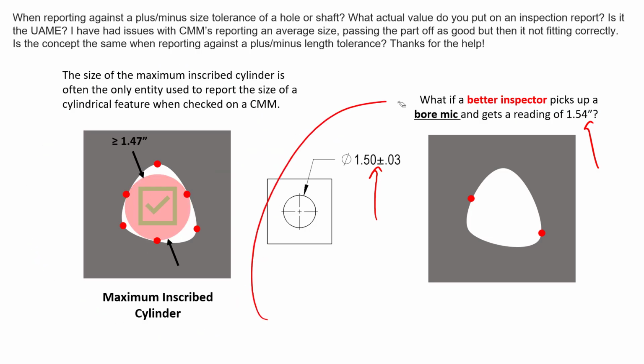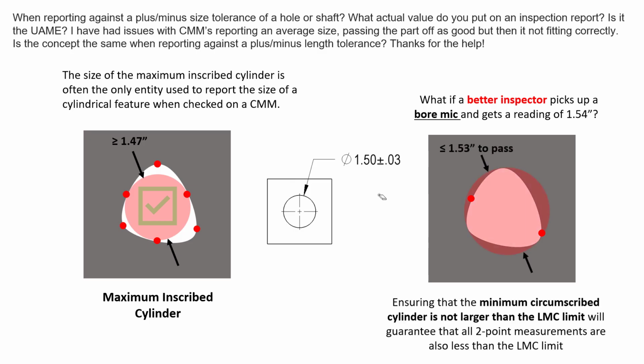They came along and showed you the other half of the equation and got a local size that is outside the size limits, and this part would actually need to be failed. And you would see why. If we use the minimum circumscribed cylinder, it actually was larger than the LMC limit of our size dimension, and we should fail this part. So we really need to use two measurement methods, just like we did manually.